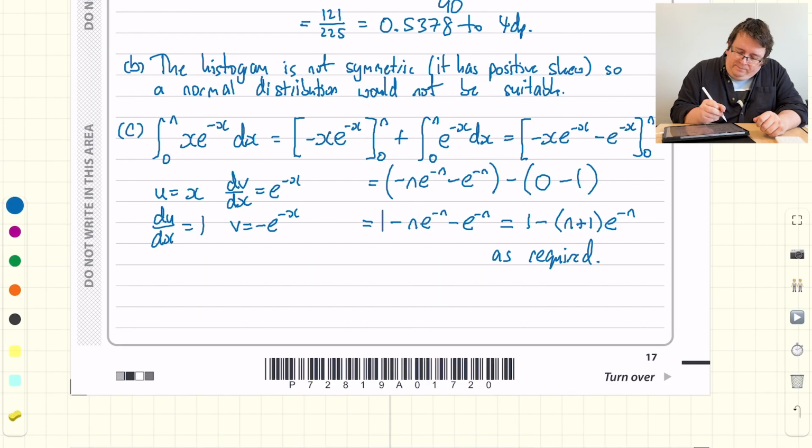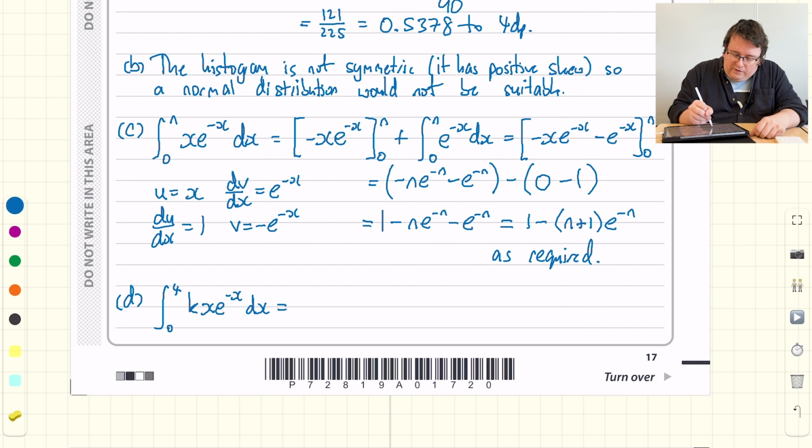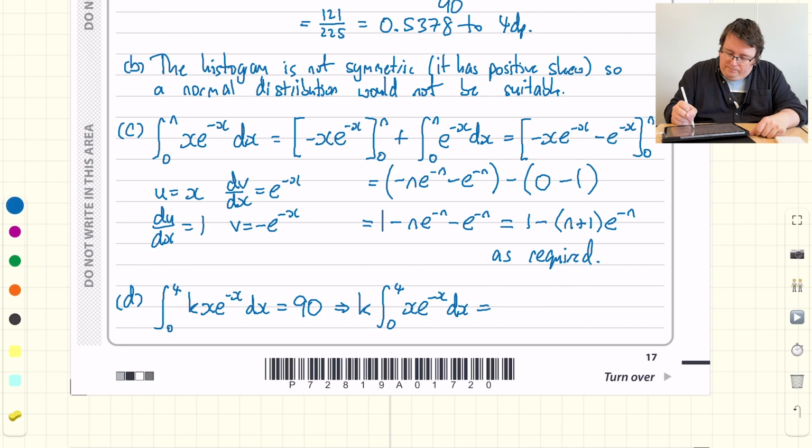So for part D then, we are integrating between 0 and 4 of kx e to the minus x dx, and this has got to be 90. Now that k can come outside of the integral, as it's just a constant multiplier.